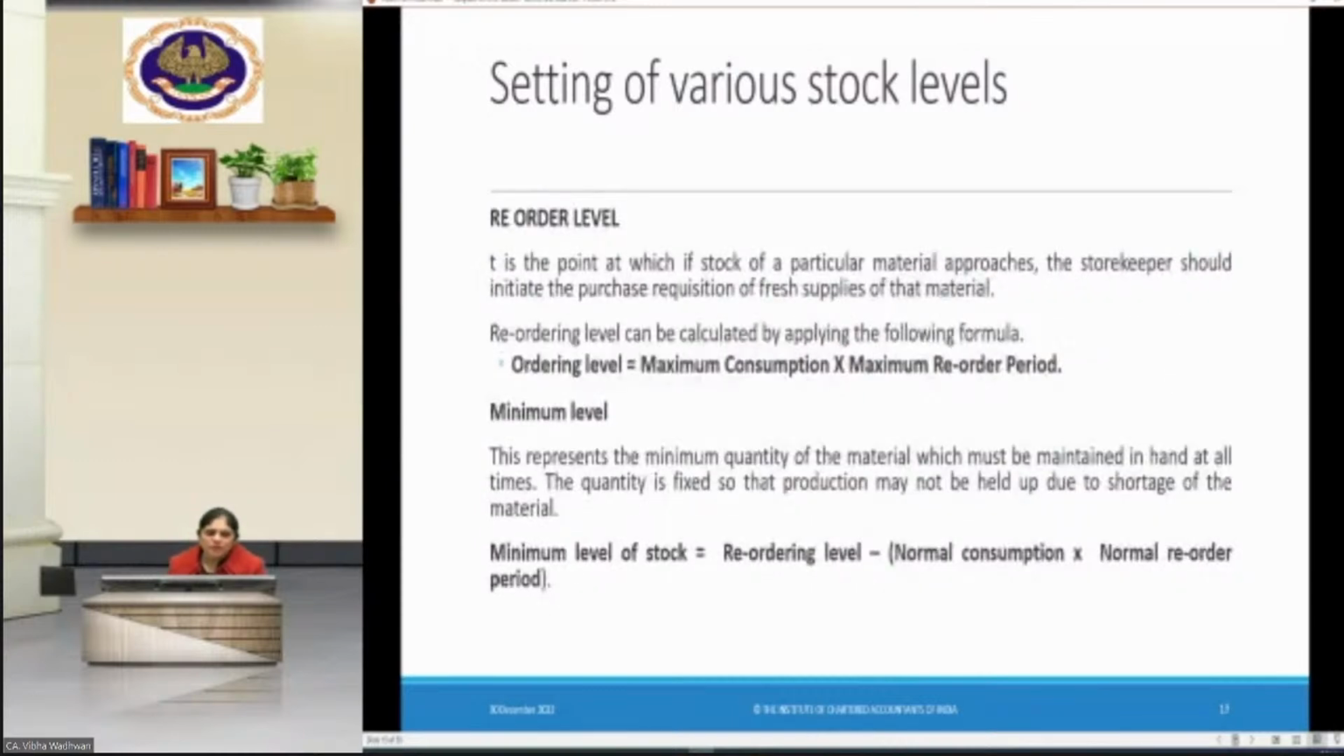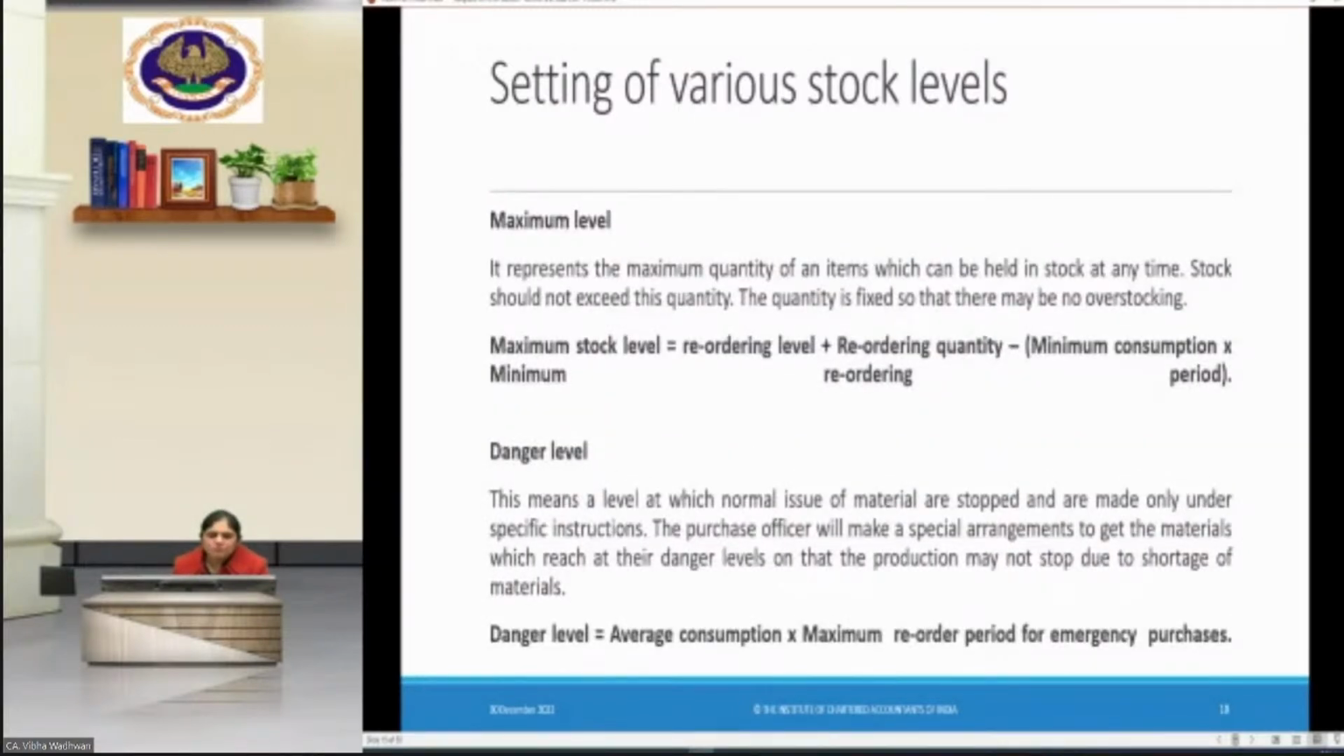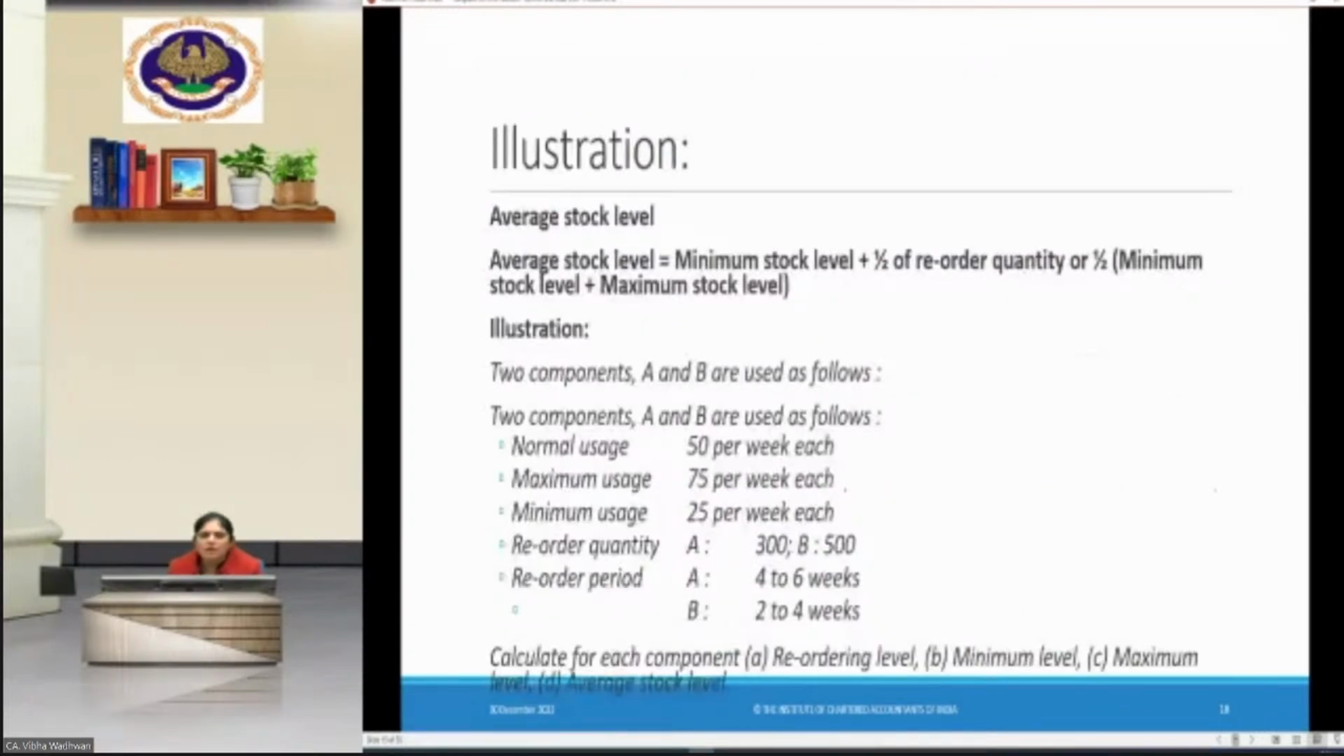So quickly have a look again. Reorder level: maximum consumption into maximum delivery time. Minimum level: reorder level minus normal consumption into normal delivery time. Maximum level is reorder level plus reorder quantity minus minimum consumption into minimum delivery time. Danger level: average consumption into maximum reorder time or delivery time for emergency purchases. And then the average stock level is minimum stock level plus half of EOQ, or minimum stock level plus maximum stock level divided by 2. A better way is minimum stock level plus half of EOQ.